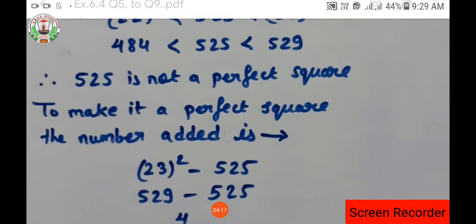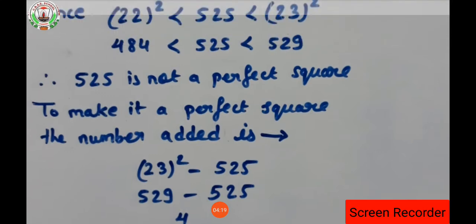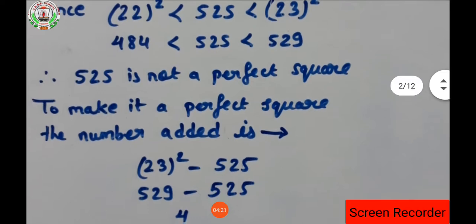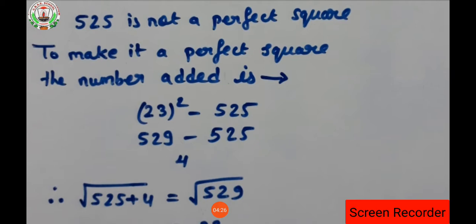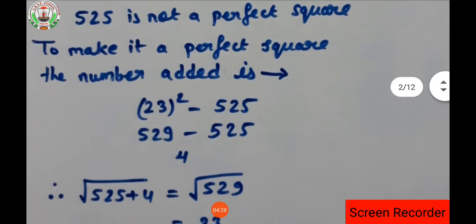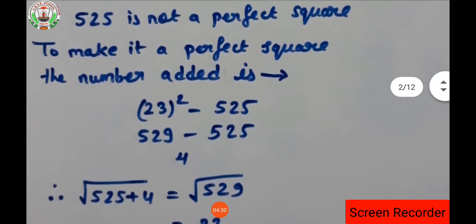So look, what number should be added here to make it a perfect square? So what number should be added? What we have is 23 square minus 525. When we have 23 square, what's the number? 23 square, that means 529.